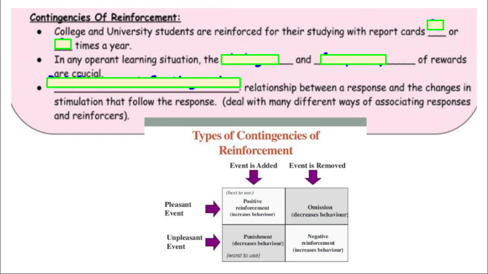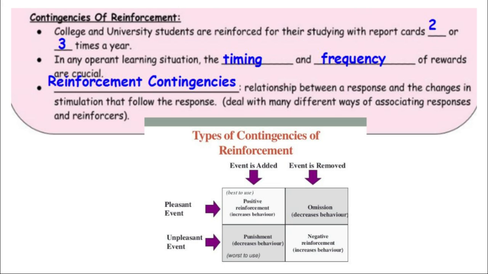All right, contingencies of reinforcement. College and university students are reinforced for studying with report cards or midterms two or maybe three times a year, if they go to summer school. In any operant learning situation, the timing and the frequency of the rewards is really crucial. So, reinforcement contingencies: this is the relationship between a response and the changes in the situation or the stimulation that follow the response.